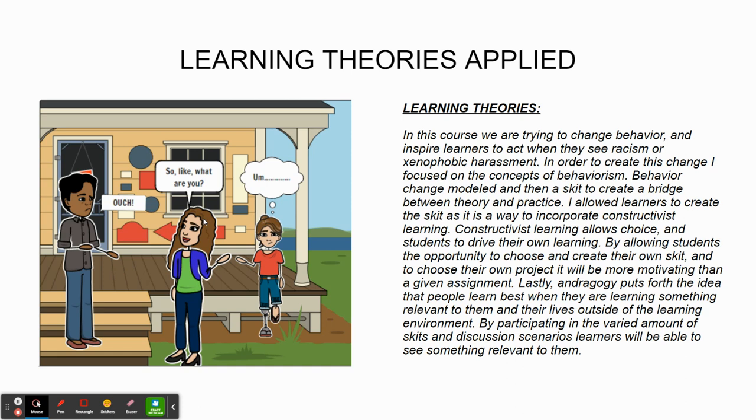So the three different learning theories are behaviorism, constructivism, and andragogy. Andragogy in this situation puts forth the idea that people learn best when they're learning something relevant to them in their lives outside of the learning environment. Well, we all are exposed to casual racism, and we all have situations in which we can intervene. And this course will make adult learners able to act on those.